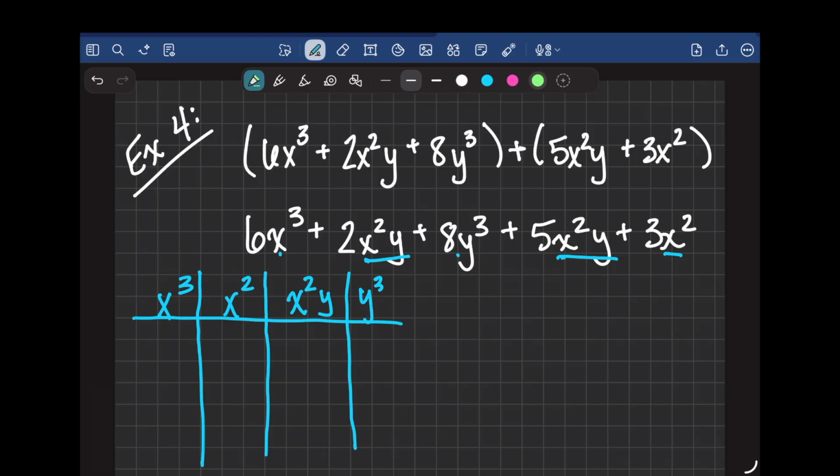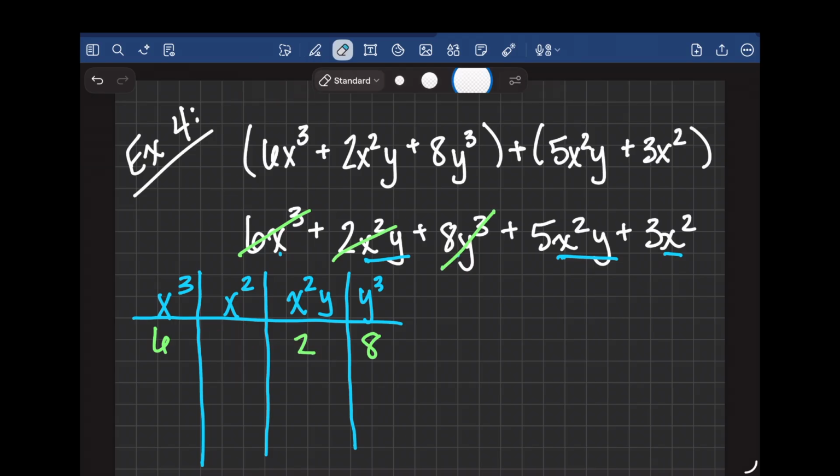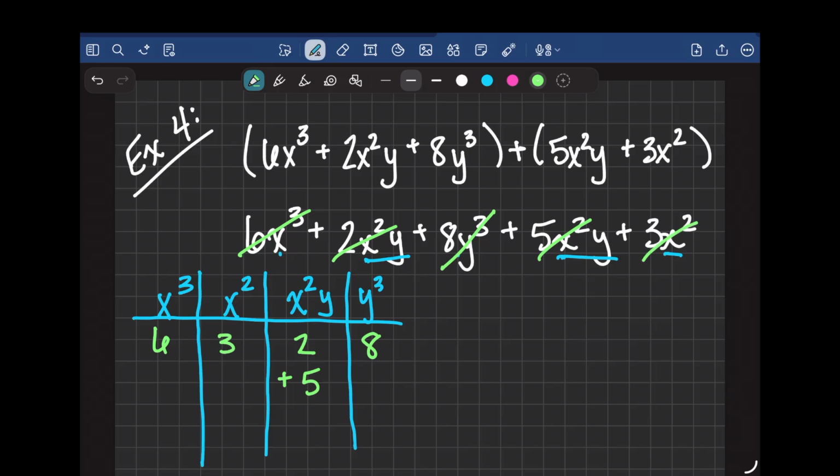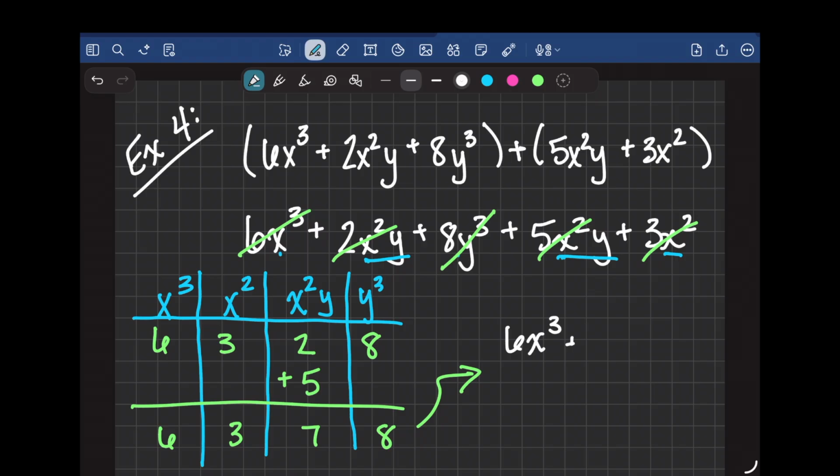So filling this in, we have 6x to the power of 3 in my first group. I have 2x squared y's. Then I have 8y to the power of 3's. All right, then we have 5x squared y's over here, so plus 5. And then we have 3x squared, which goes in that second group. Okay, totaling these all up, we have 6, 3, 7, and 8. So my final answer here would be 6x to the power of 3 plus 3x squared plus 7x squared y plus 8y to the power of 3. And we're done.